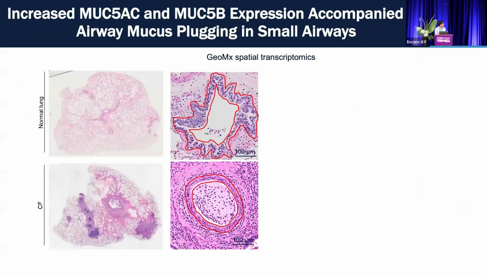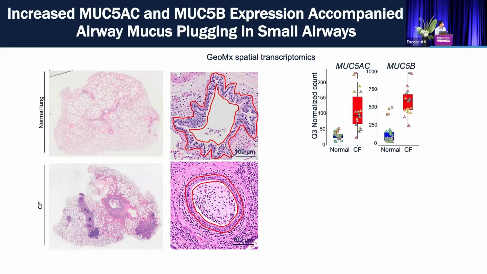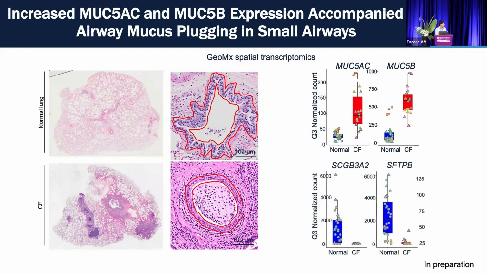Okay, so the last topic is that we are now focusing on the small airway secretory cell as a very important cell type in small airway mucociliary clearance regulation. If we go back to CF lung tissue sections, it's already known that MUC5AC and MUC5B, which are secretory mucin genes, are upregulated in the CF small airways. But this spatial transcriptomics data shows that SCGB3A2 and SFTPB, which are small airway secretory cell markers, are in contrast reduced in the CF small airways.